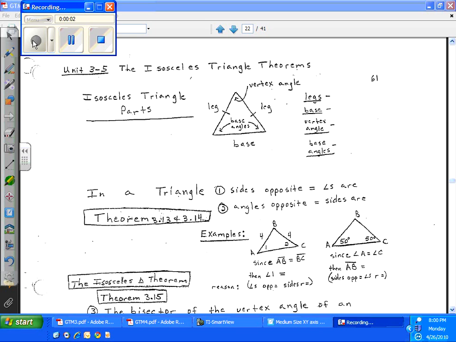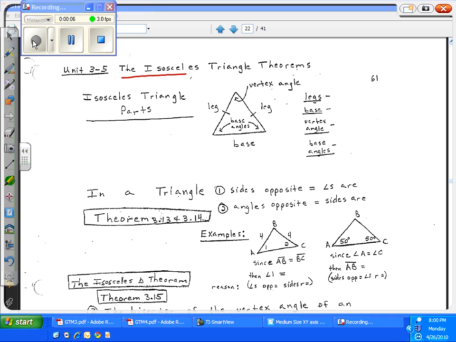Unit 3.5, the Isosceles triangle theorem. The Isosceles triangle theorem is a theorem that we're going to use a lot. We've already defined triangles. We said a scalene triangle is a triangle with no equal sides.